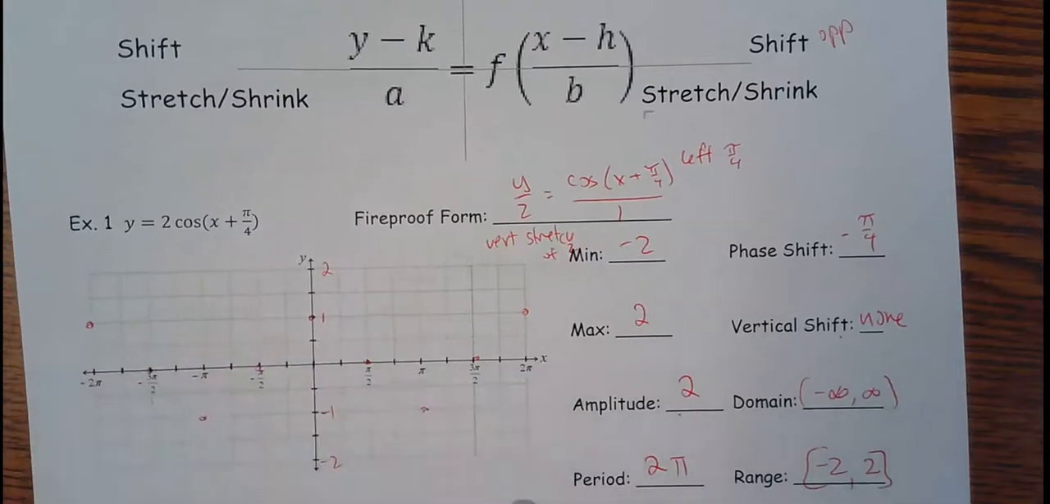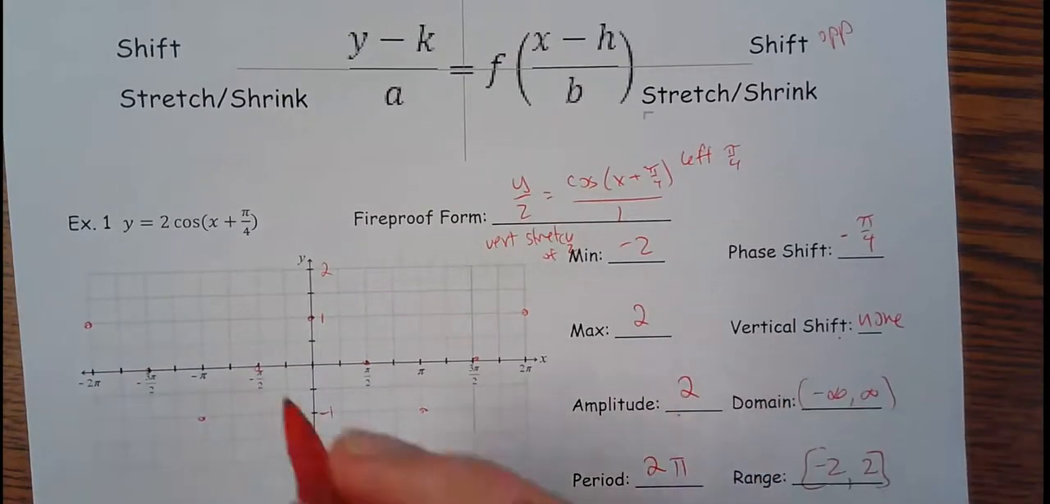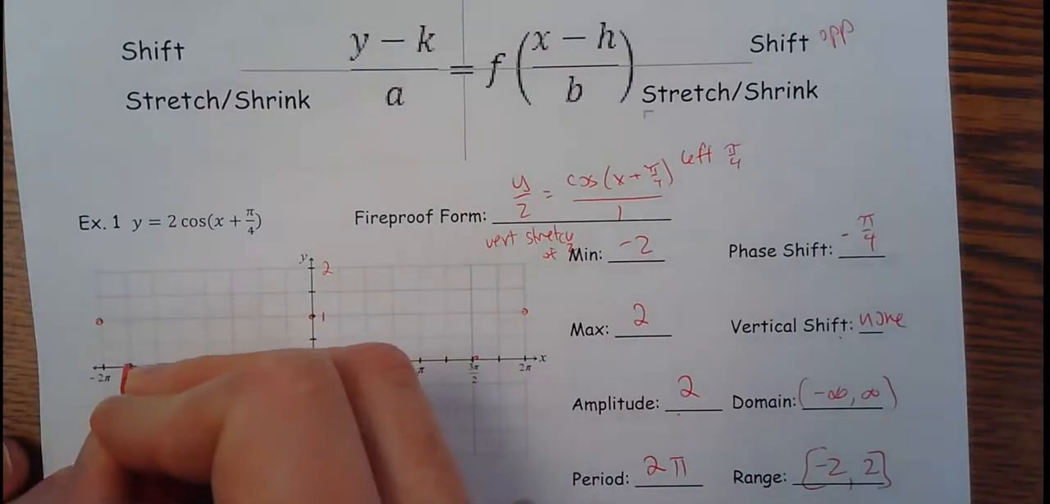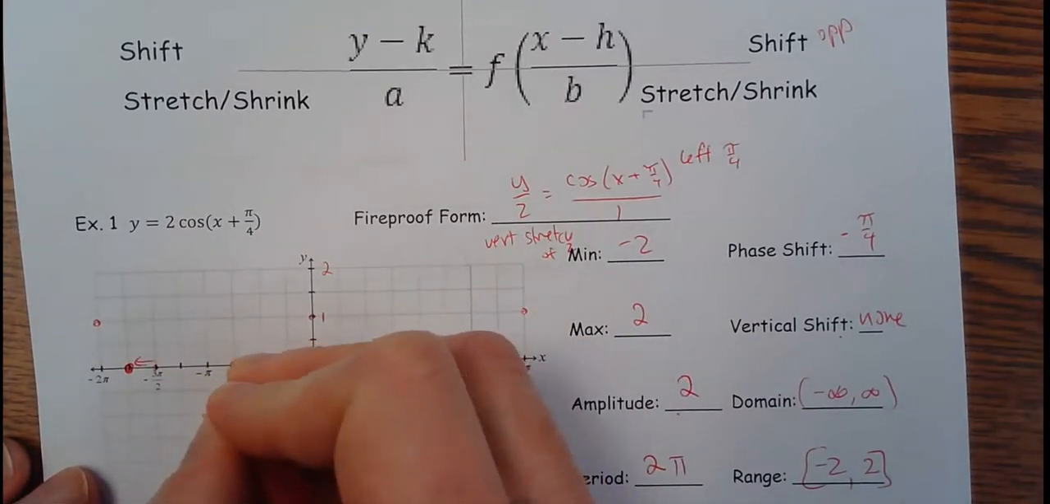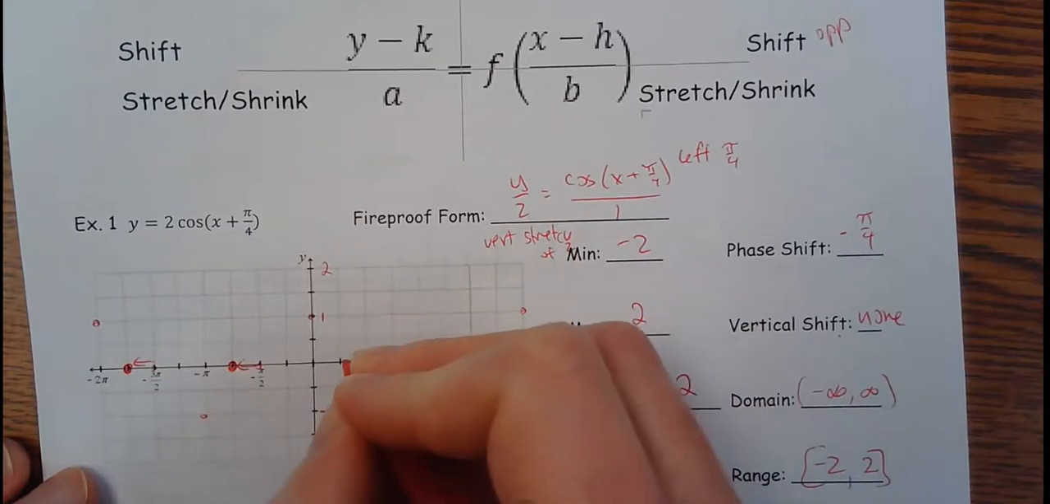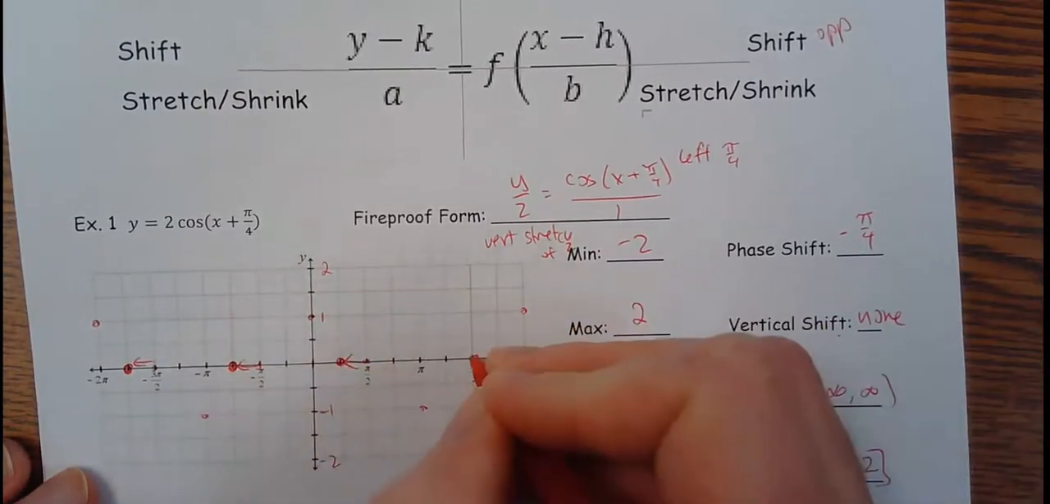And I'll just do the zeros first because they're not affected by the amplitude. So now this is here. I'll just draw a line so I can remember which one's which. So these are my zeros.